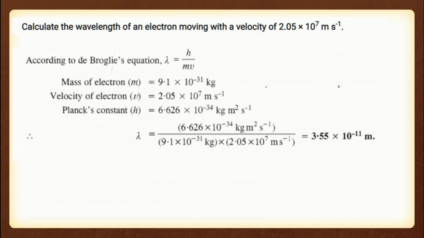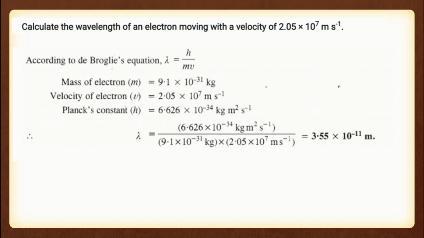Calculate the wavelength of an electron moving with a velocity of 2.05 × 10^7 m s^-1. According to de Broglie's equation, lambda = h/mv. Mass of electron, m = 9.1 × 10^-31 kg. Velocity of electron, v = 2.05 × 10^7 m/s. Planck's constant, h = 6.626 × 10^-34 kg m² s^-1.